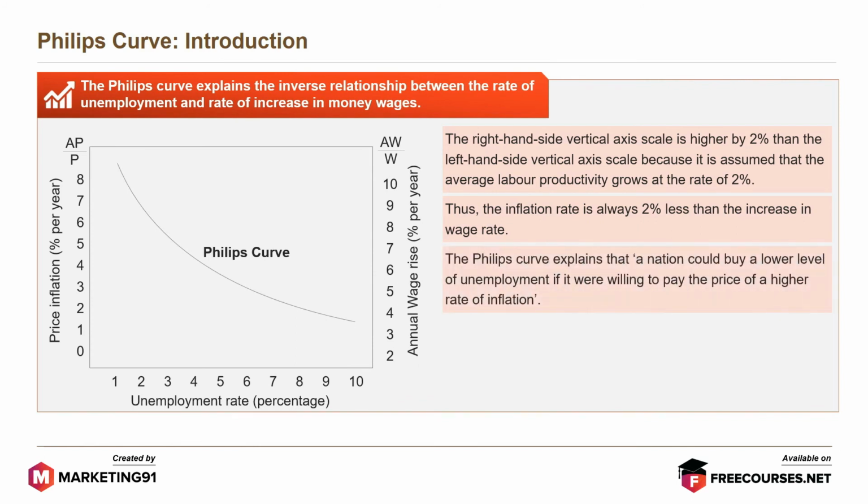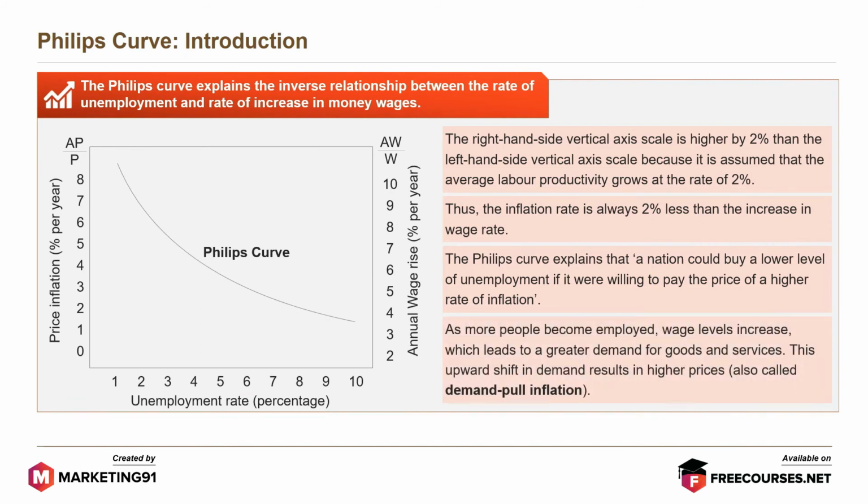The Phillips curve explains that a nation could buy a lower level of unemployment if it were willing to pay the price of a higher rate of inflation. As more people become employed, wage levels increase, which leads to a greater demand for goods and services. This upward shift in demand results in higher prices, also called demand pull inflation.